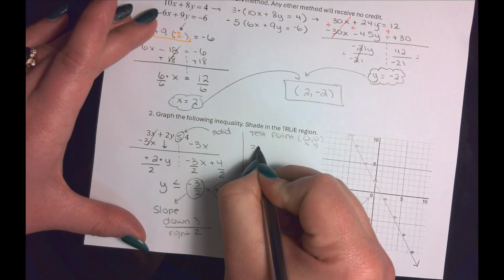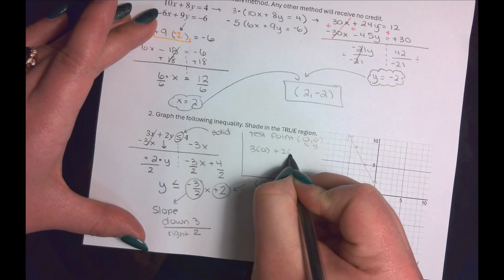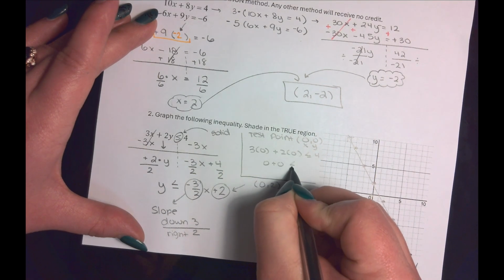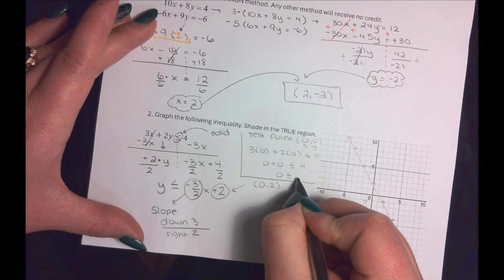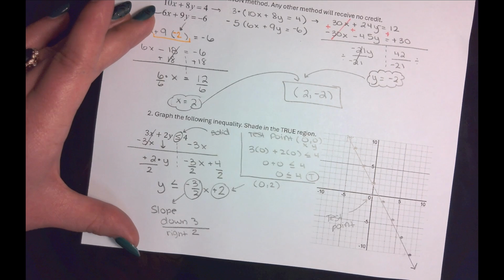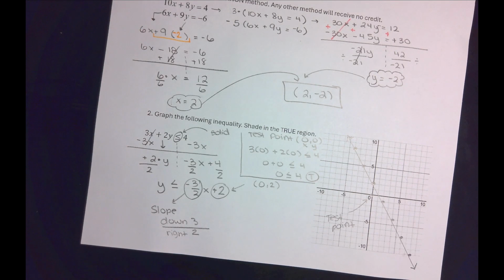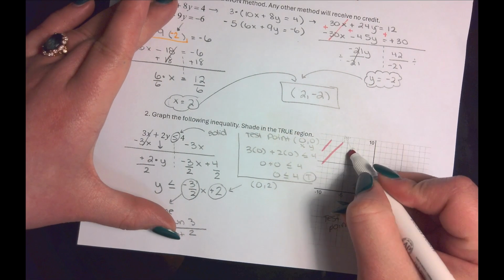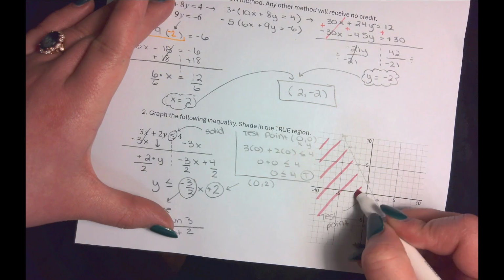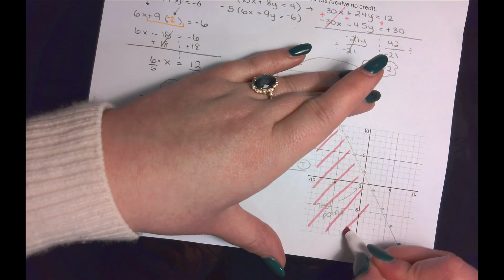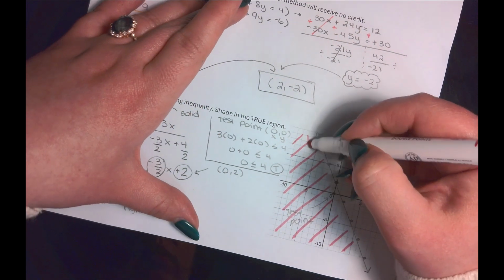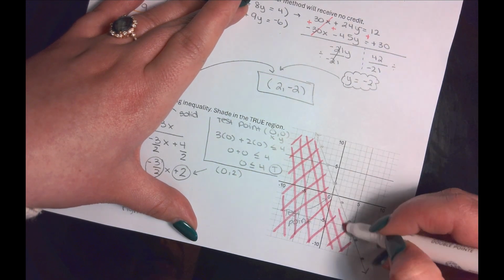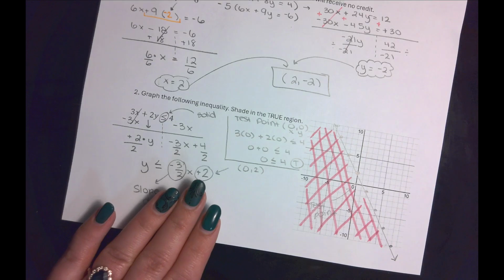Take your original, open up for x, open up for y, and see 0 plus 0 if this gives you a true or a false statement. In this case, 0 is smaller than 4, so we have found our true region, and we're going to shade that in. Make sure you do not give me scribbles. I want smooth and clear lines, so that way I don't have to guess where your shaded area is, and that way it doesn't look like a hot mess.